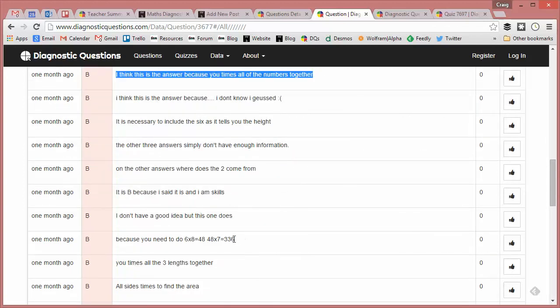And the students go a bit further into that. 6 times 8 is 48, and then you do 48 times 7 is 336. So again, these are students who are thinking very carefully about this one, but are revealing that key misconception that they want to times everything together. I like that as well.